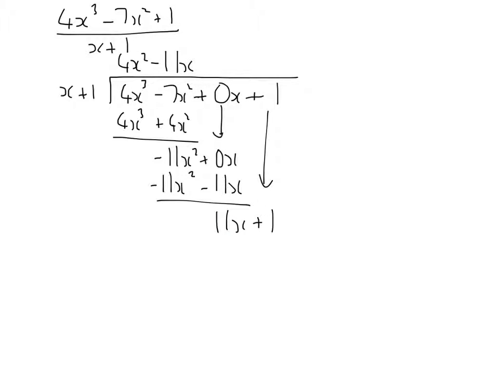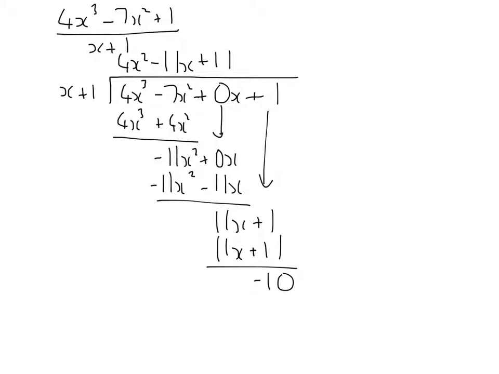I'm now going to do x into 11x, and that gives me plus 11. 11 times this thing here is going to give me 11x plus 11. I do my takeaway. 11x take away 11x is nothing. 1 take away 11 is minus 10. Well, you can't go any further with this because x doesn't go into minus 10.